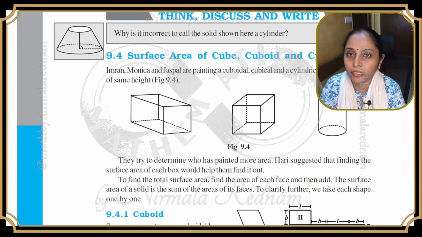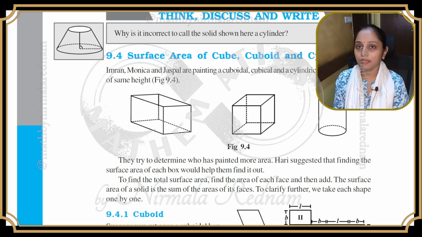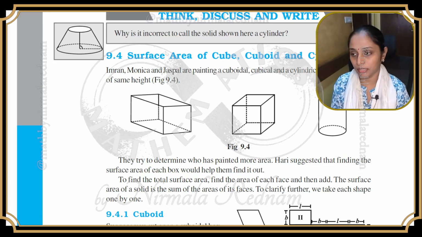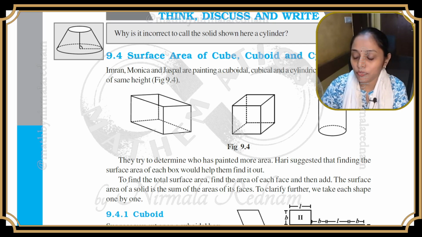In this video, we are going to discuss the solved examples, try these and think, discuss, write section regarding exercise 9.2 from the 9th chapter, Mensuration, from the NCERT textbook, class 8. Now, in the previous video, we discussed the formulae for the total surface area as well as lateral surface area of cuboid, cube and cylinder, right? So, let's quickly look at the questions that we have.